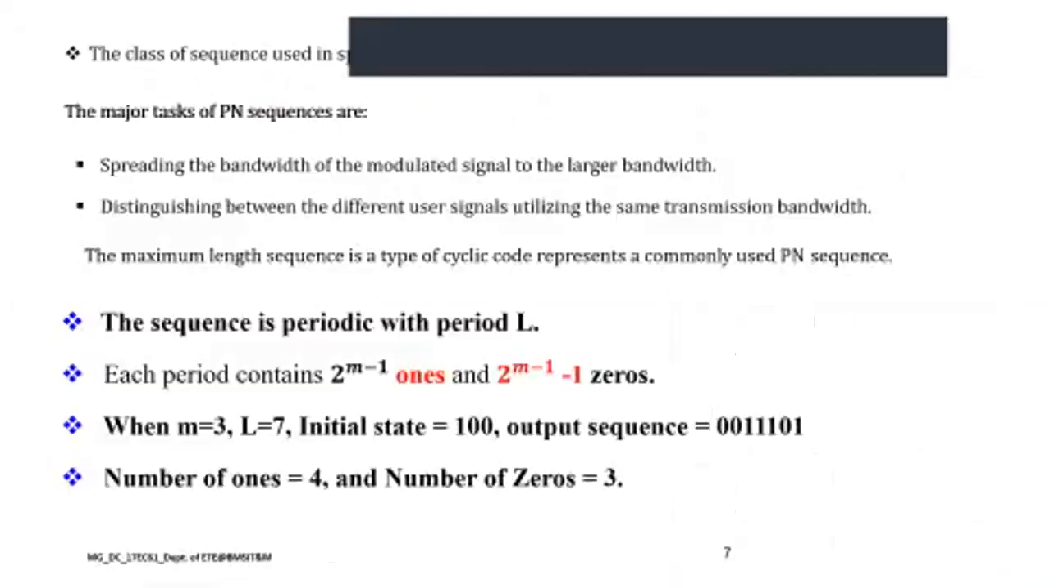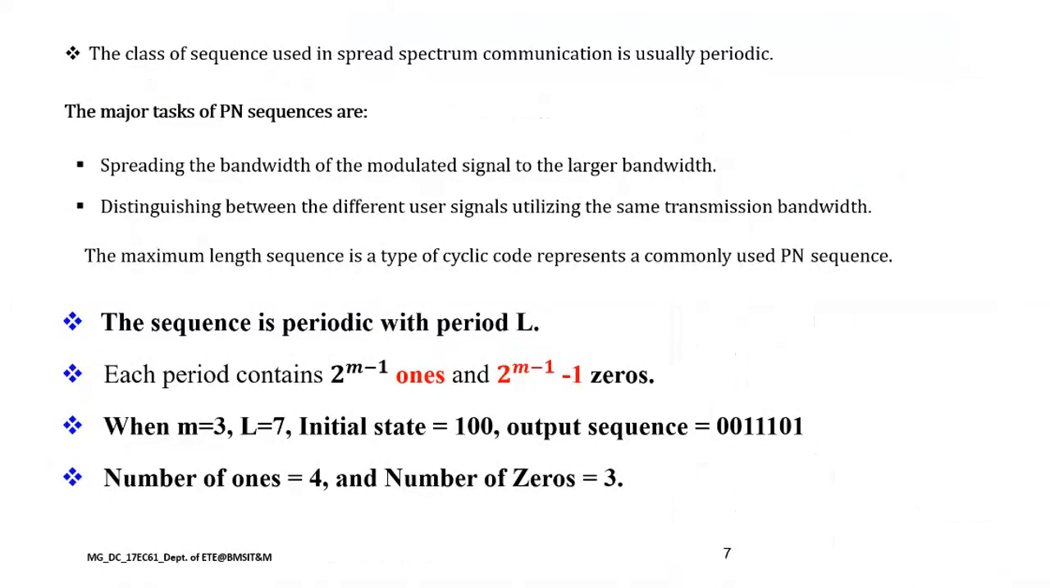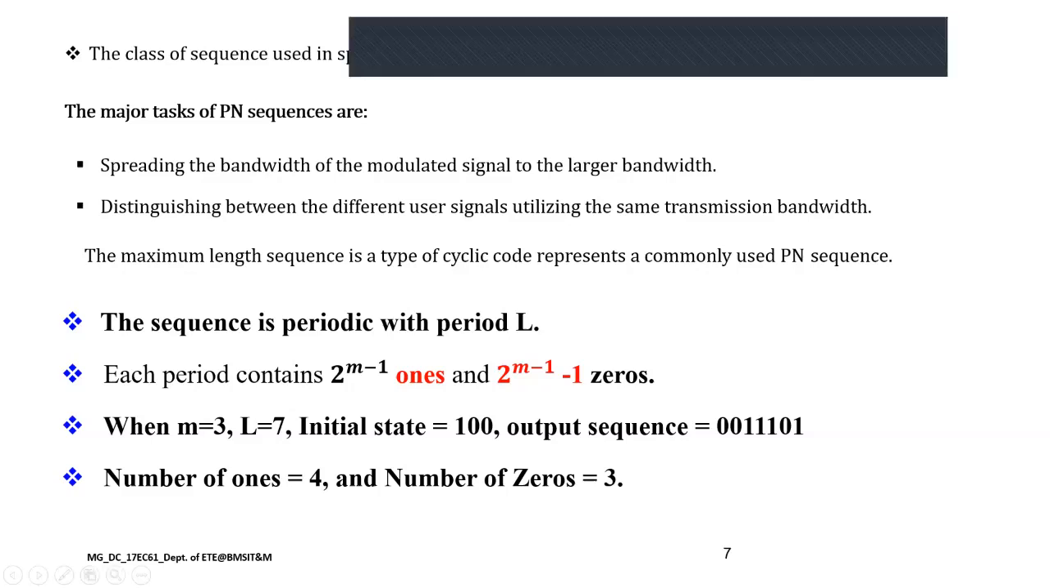So the major task of the pseudo-noise sequence is what? To spread the bandwidth of the modulated signal to a larger bandwidth, right? And this pseudo-noise sequence should be able to distinguish between different users utilizing the same transmission bandwidth. This we have already discussed in CDMA, right? How it is possible to use the same bandwidth by multiple users. So these are the major tasks of the pseudo-noise sequence.